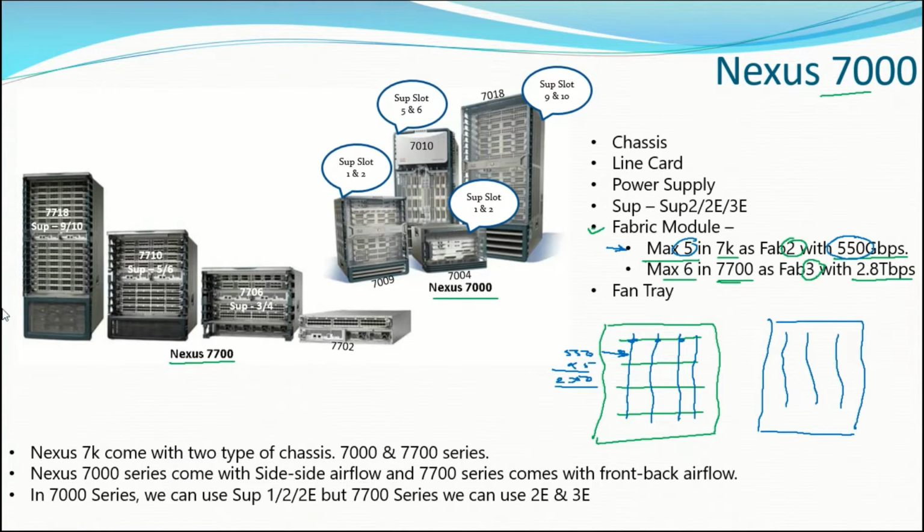Same information, same thing if we are going to connect this 7700 series. In that case, we can get 2.8 Tbps multiplied by 6. 6 8s are 48.